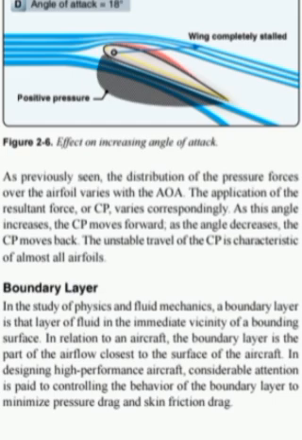Boundary layer. In the study of physics and fluid mechanics, a boundary layer is that layer of fluid in the immediate vicinity of a bounding surface. In relation to an aircraft, the boundary layer is the part of the airflow closest to the surface of the aircraft. In designing high-performance aircraft, considerable attention is paid to controlling the behavior of the boundary layer to minimize pressure drag and skin friction drag.